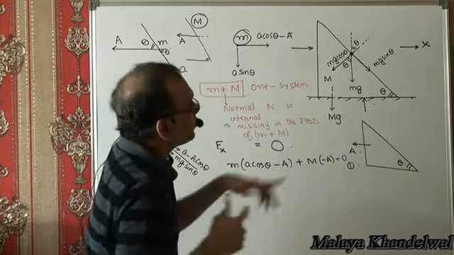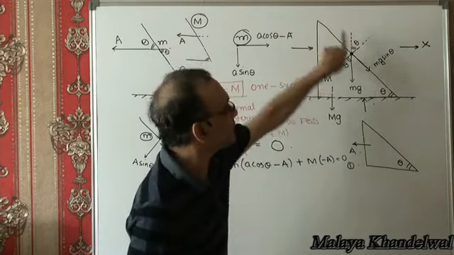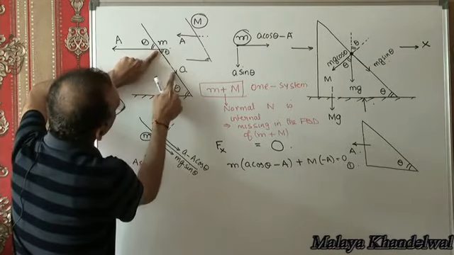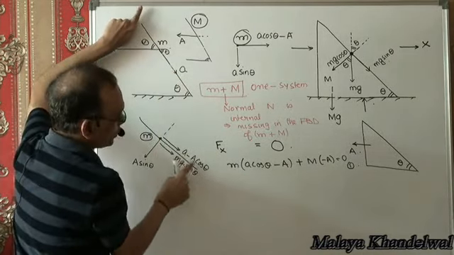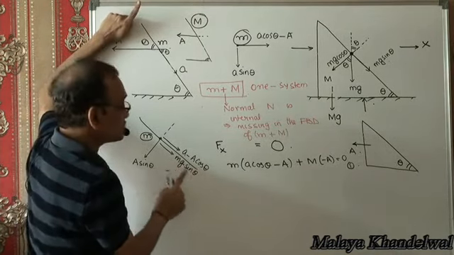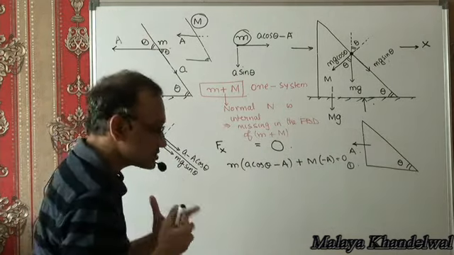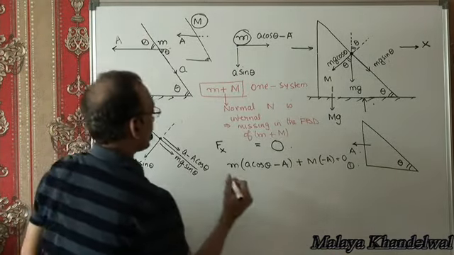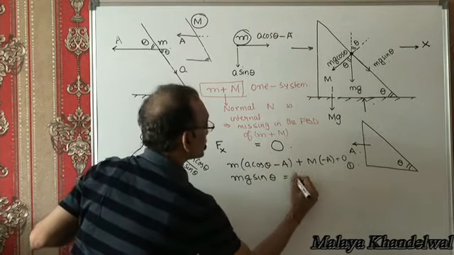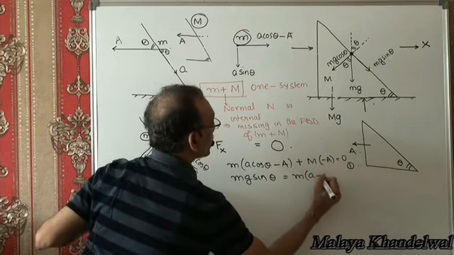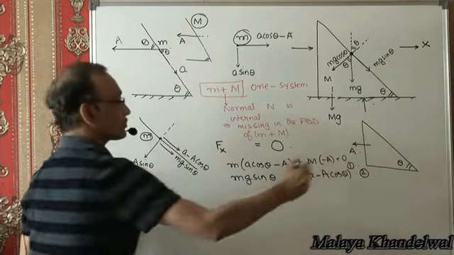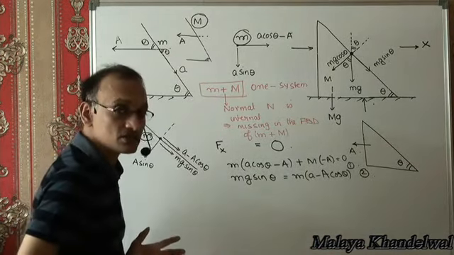Now, let me look at small m parallel to the plane. What is its acceleration parallel to the plane? Parallel to the plane, its acceleration is small a minus capital A cos theta. And who causes that acceleration? Mg sin theta. So then we have mg sin theta instrumental in doing small m into small a minus capital A cos theta. Yes or no? Does it make sense to you?